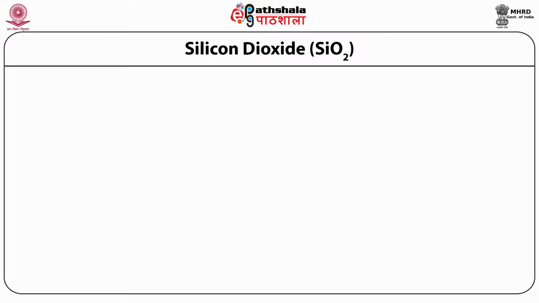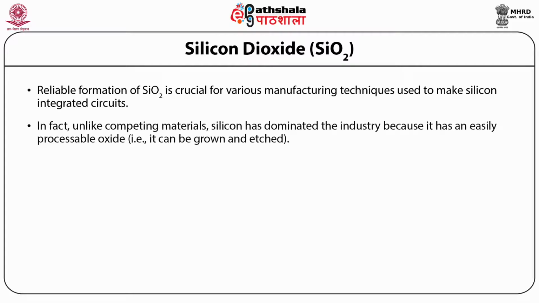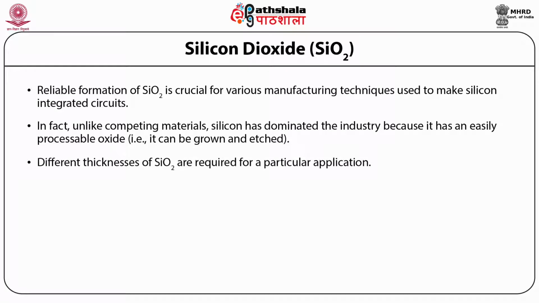Let us now discuss the formation of silicon dioxide. Reliable formation of SiO2 is crucial for various manufacturing techniques used to make silicon integrated circuits. In fact, unlike competing materials, silicon has dominated the industry because it has an easily processable oxide. Different thicknesses of SiO2 are required for a particular application.